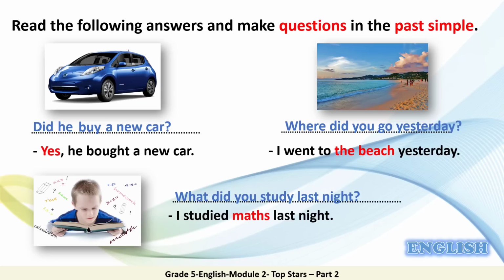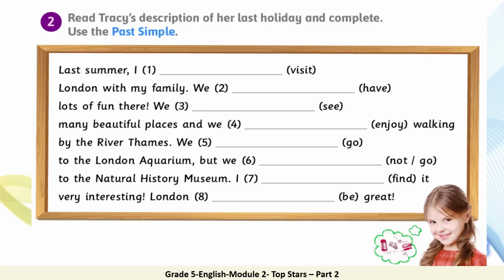I want you now to open your books to do some activities. Open your workbooks to page 16, activity 2. Read Tracy's description of her last holiday and complete. Use the past simple. So this is the description and it has 8 gaps or blanks. We need to fill in these blanks with the past simple of the verbs in brackets. Let's try the first one together.